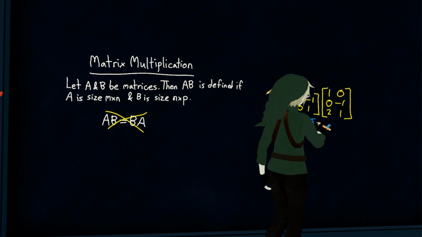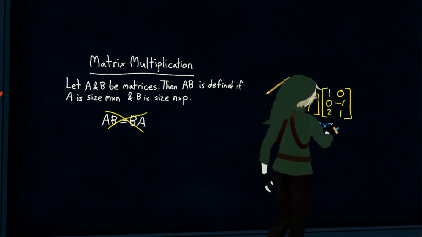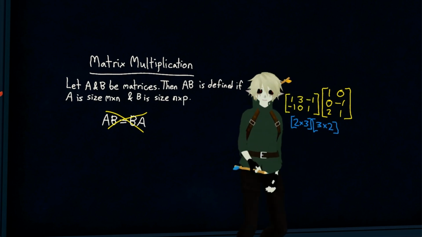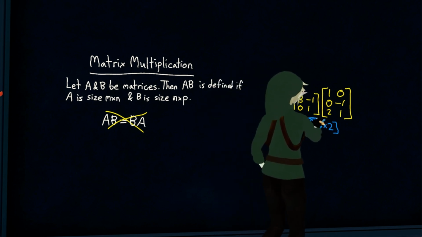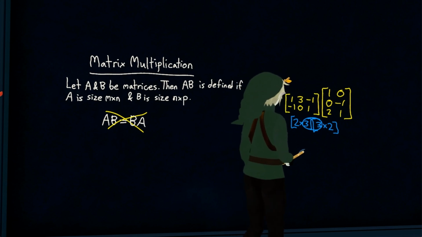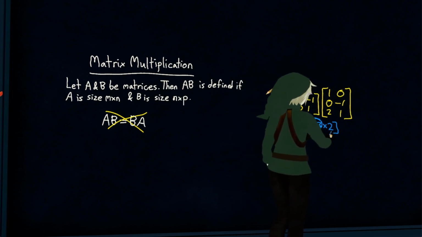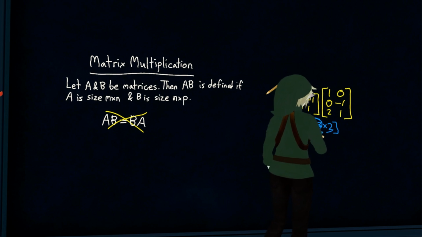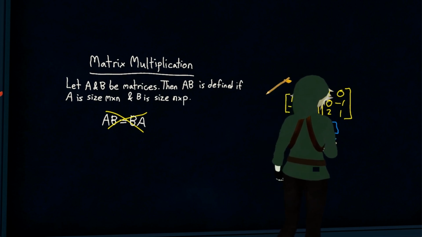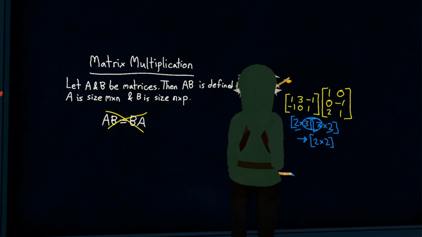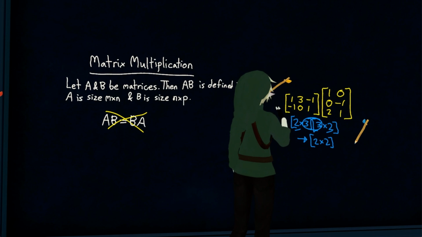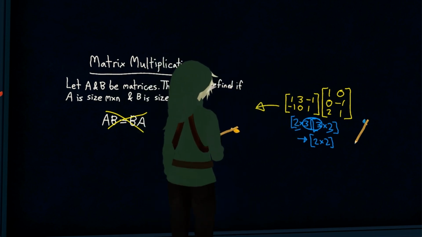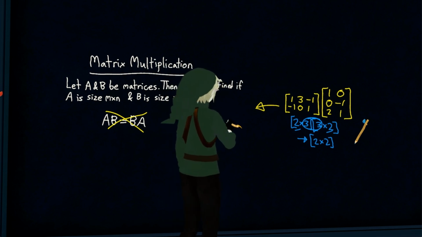And we have a 3 by 2. Can we use multiplication? Yes, we can. Right? These numbers are the same. So that means that with these two outer ones, this would come out as a 2 by 2 matrix. Oh, thank God. Okay. So now this will come out as a 2 by 2 matrix.